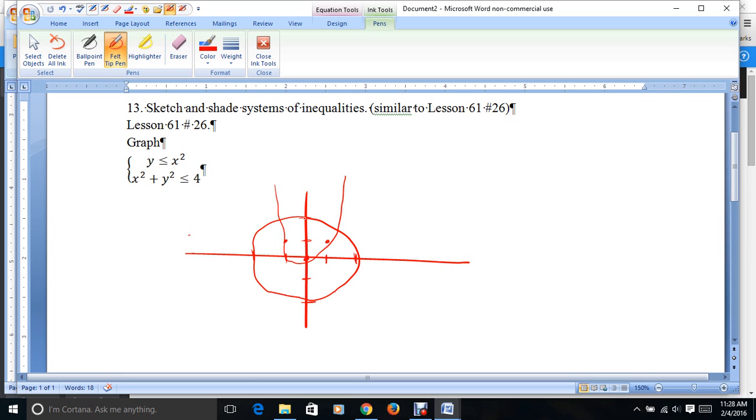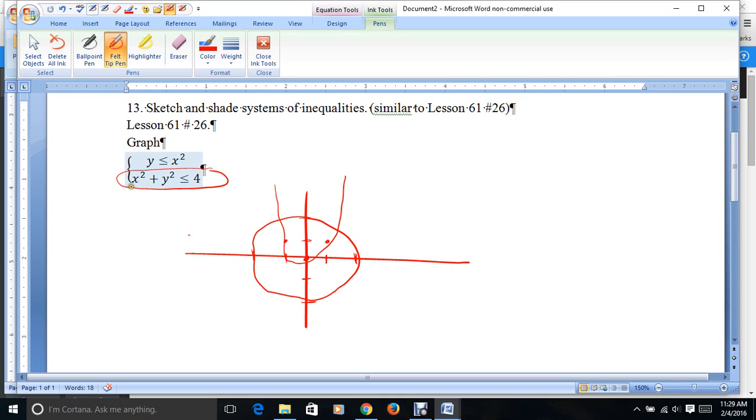Alright, so you have to figure out where you're going to shade this thing. First of all, I would check to see if you're going to shade inside the circle or outside the circle. There's two choices. Either the points inside the circle work for this second inequality, or the points outside the circle work. It's either one or the other. So to figure it out, you can just check a point that is inside and see if it works. If it works, then all the points inside work. If you check a point inside and it doesn't work, then all the points outside the circle are going to work for this inequality. So the easiest point to check inside the circle is 0, 0.